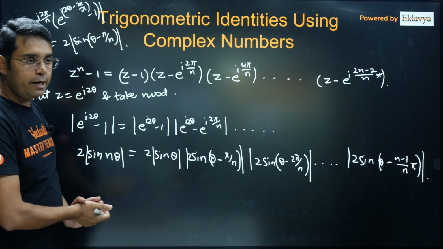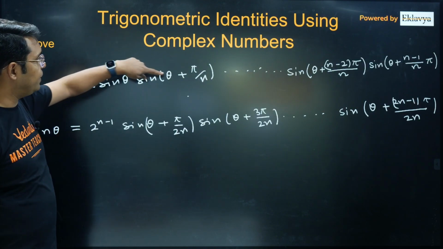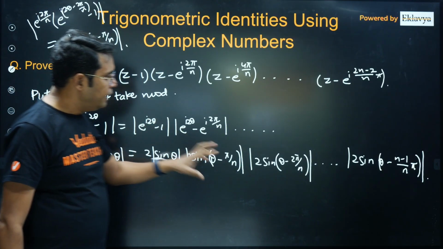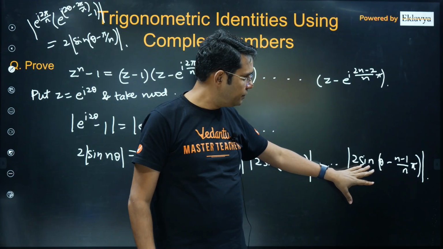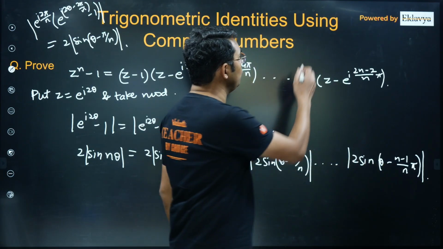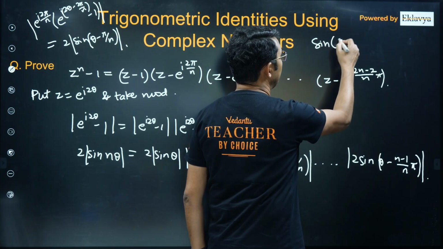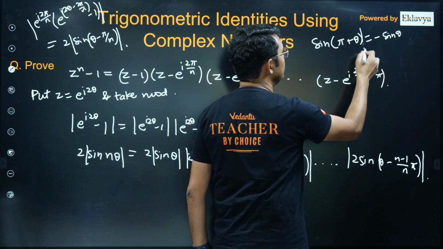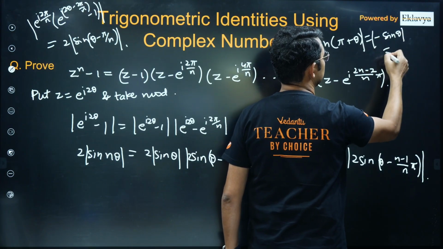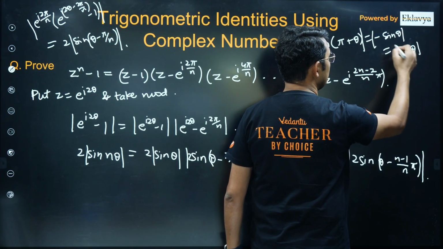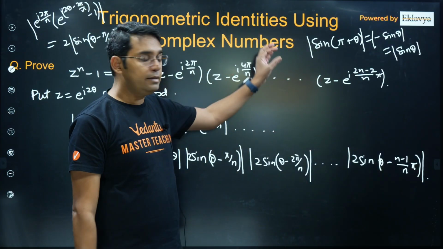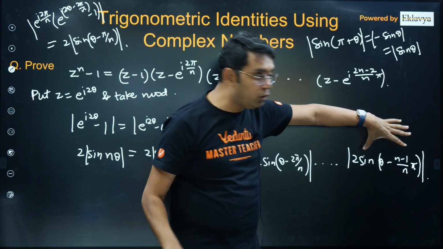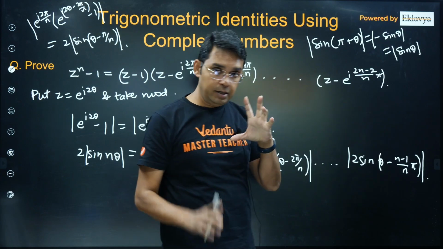Okay, so this is what we are getting, but my result was supposed to be with a plus sign in between. If it is with a plus sign in between, think of this term here: if I add pi to it, you know sine of pi plus theta is equal to minus sine theta, but as far as mod is concerned, this is the same. If you add pi to this angle, the mod of sine of pi plus theta and the mod of sine theta will be the same.